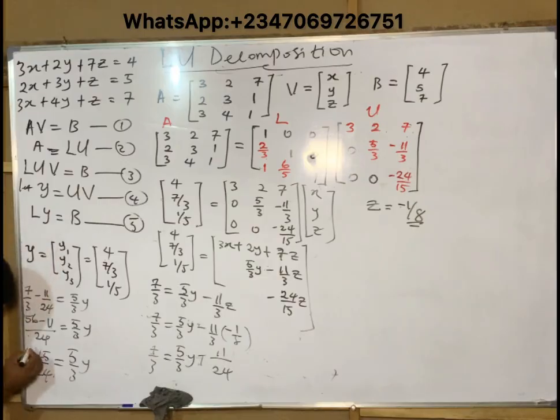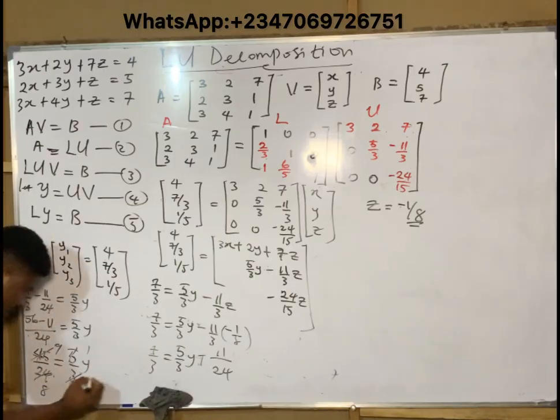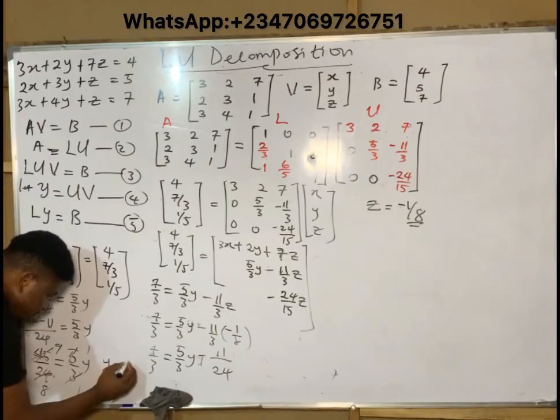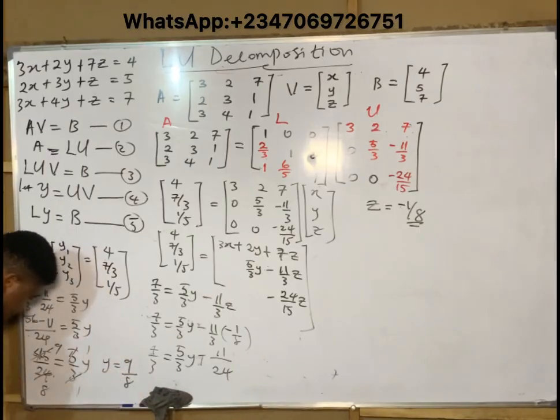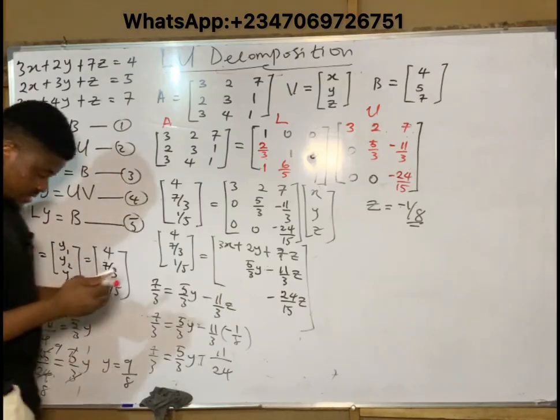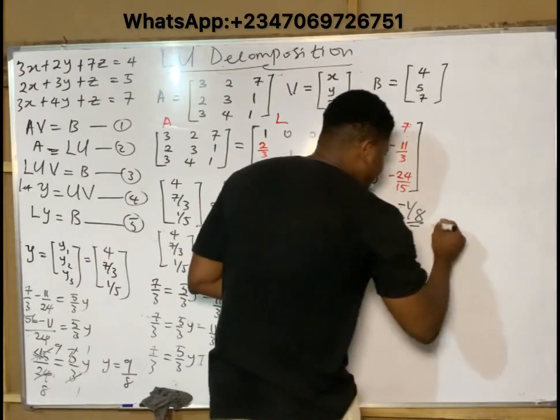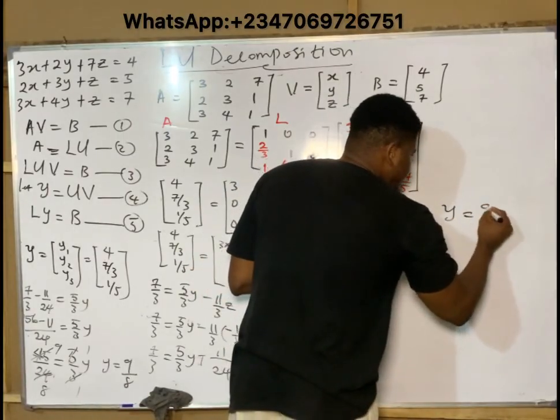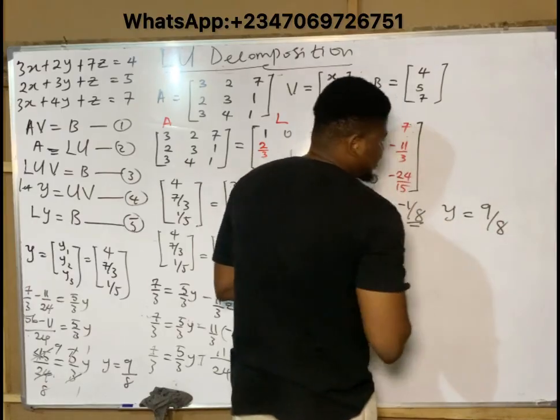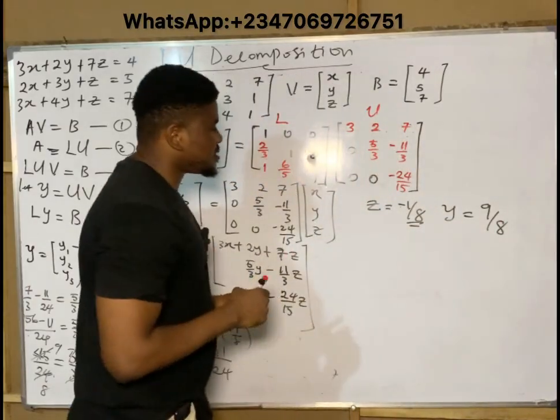So I think from here, 5 can go into 45. 5 goes into 45 gives us 9. 5 goes into 5 is 1. 3 goes into 3 is 1, 3 goes into 24 is 8. So it means that y is going to be equal to 9 all over 8. So y is 9 over 8. So our y equals 9 all over 8. Can anything go? No.